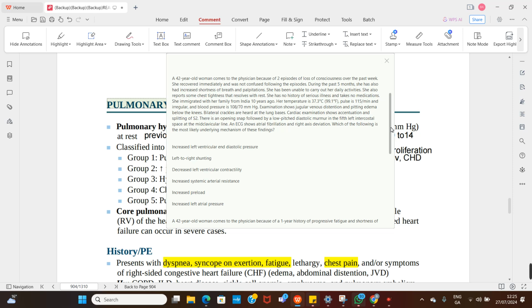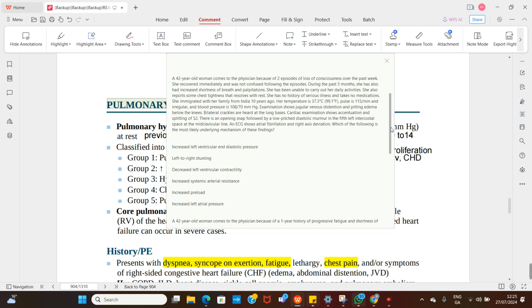Okay, more like angina, right? She also has no history of serious illness or takes no medication. See, she immigrated with her family from India 10 years ago. Blood pressure is normal, pulse is elevated, temperature is normal. Examination shows jugular venous distension and pitting edema below the knees. Bilateral crackles are heard at the lung bases.